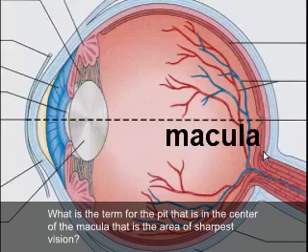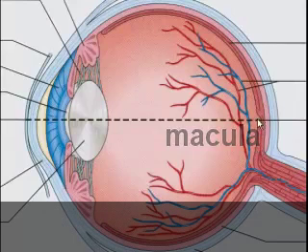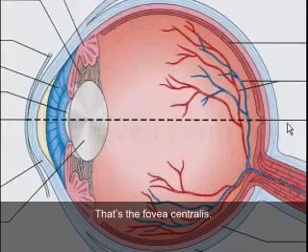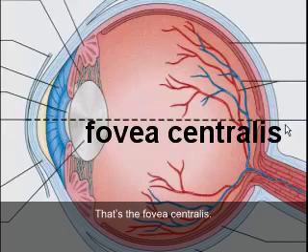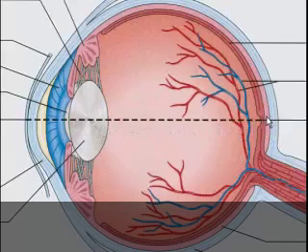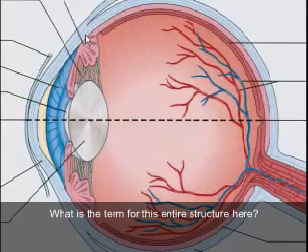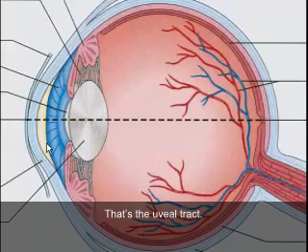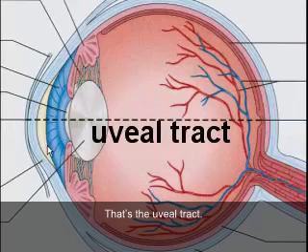M-A-C-U-L-A. And what is the term for the pit that is in the center of the macula that's the area of sharpest vision? That's the fovea centralis, F-O-V-E-A C-E-N-T-R-A-L-I-S. What is the term for this entire structure here? That's the uveal tract, U-V-E-A-L T-R-A-C-T.